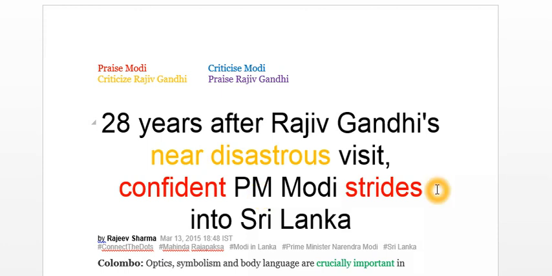Even this word "strides", for example, it's subtle, but this is not an objective statement. If it was "PM Modi visits Sri Lanka", that's a neutral statement, it's an objective statement. "Strides" has a visual imagery of power, of lions, of confidence. So this is actually subtly praising Modi, and that's why we've got this in red.